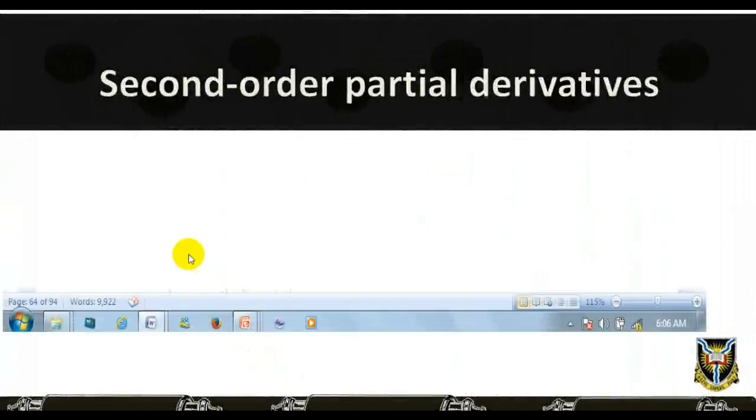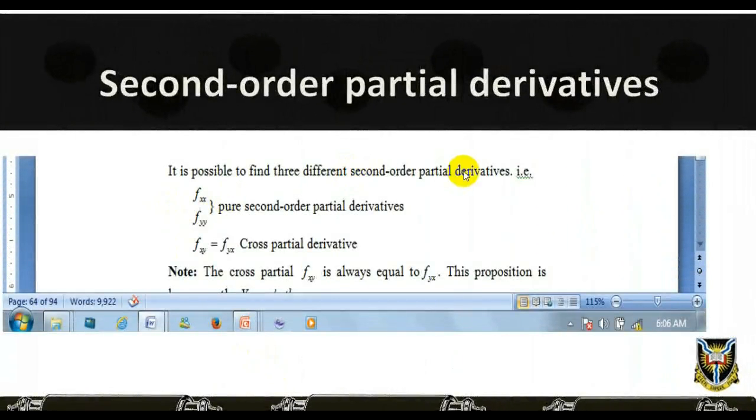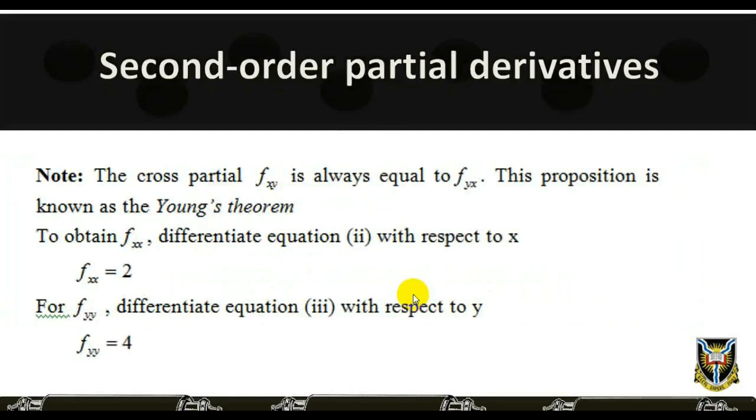It is possible to find three different second order derivatives partially, that is f_xx, f_yy, that is pure second order partial derivative, then f_xy equals f_yx, cross partial derivative. Note, the cross partial f_xy is always equal to f_yx. This property is known as Young's theorem.